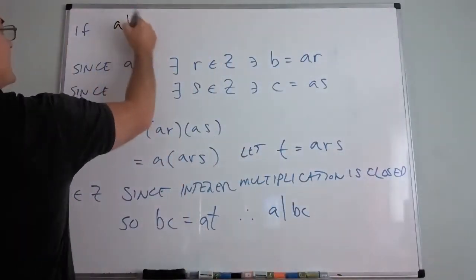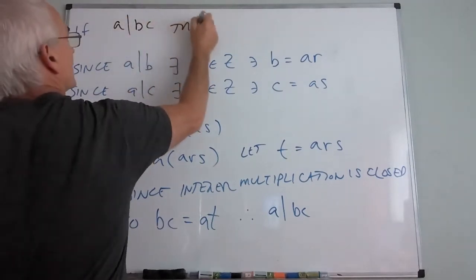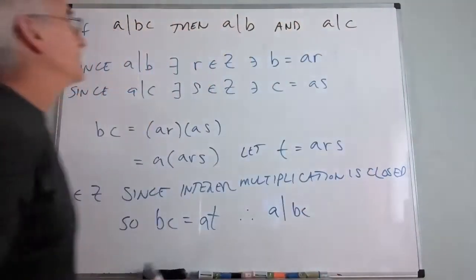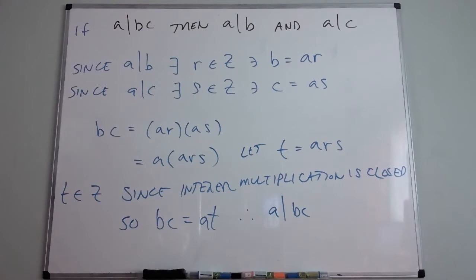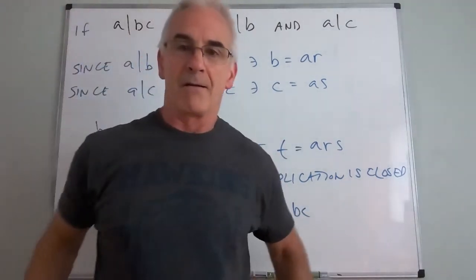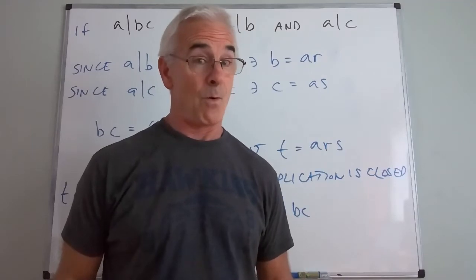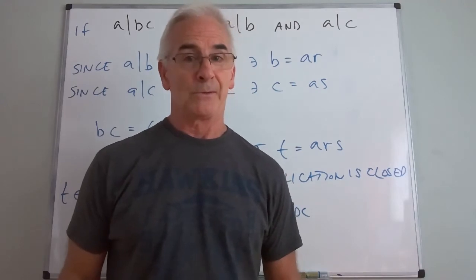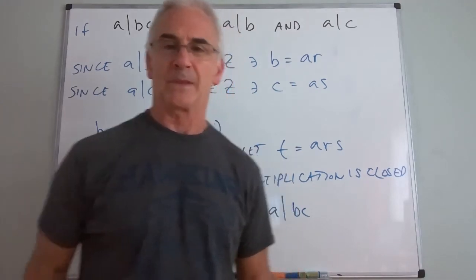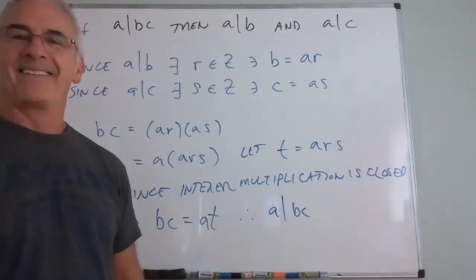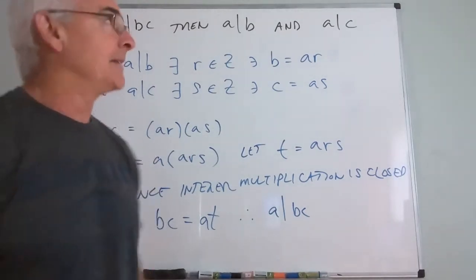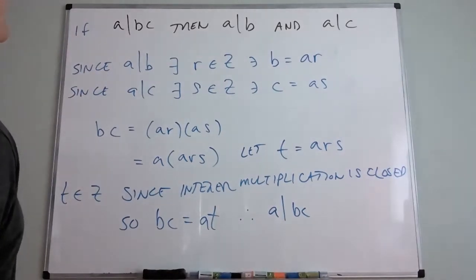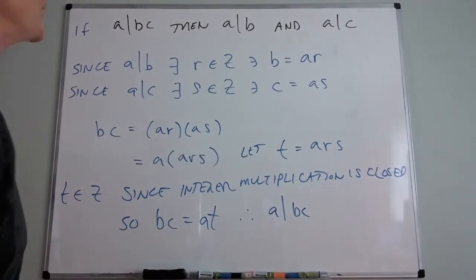If A divides the product of two numbers, then A divides B and A divides C. That's pretty obvious, right? If A divides a product, then it divides each one. Or maybe not. What do you think? I think it's true. I mean, 2 divides, I don't know, 2 divides, let's say 24. So 2 divides 4 and 2 divides 6. Yeah, that's true.